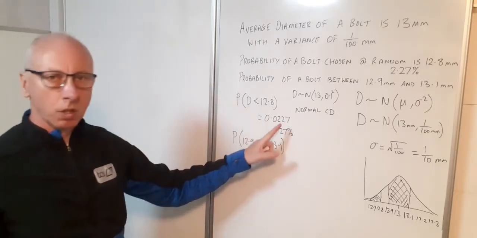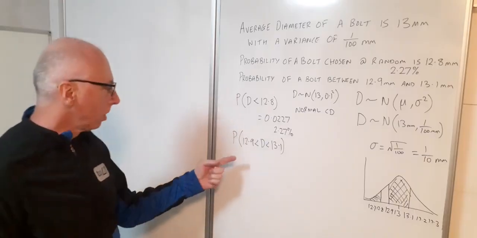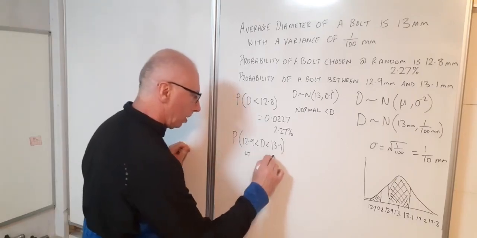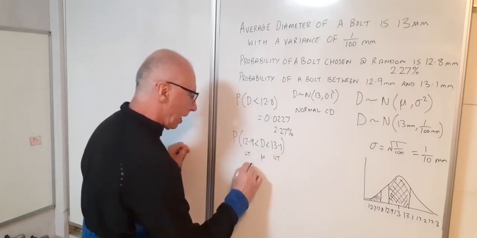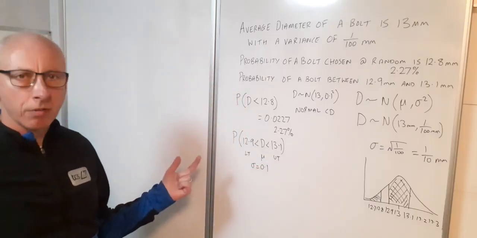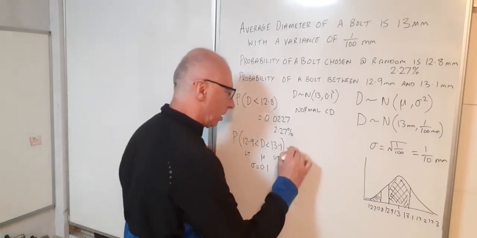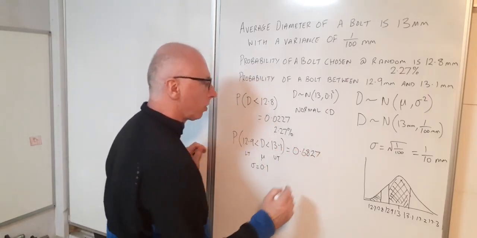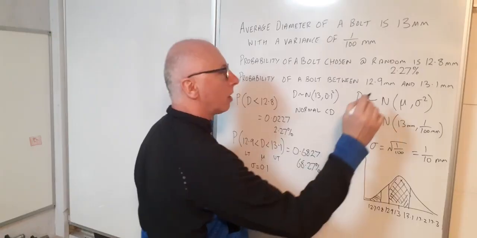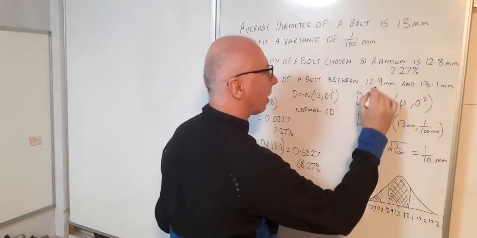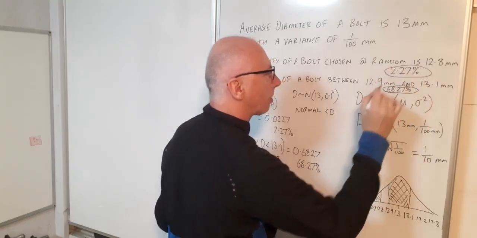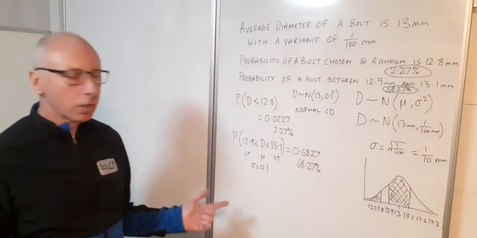So for that, you'll have to go to your normal distribution calculator, CD, and set your lower tail to 12.9, upper tail to 13.1. So that's lower tail, upper tail, that's the mu, and standard deviation 0.1. So put that into your calculator, you should come out with around about 0.6827. So that comes to about 68.27%. So that's our probability here. So I'm going to write that there. So that is the answer and how to get there with these two examples.